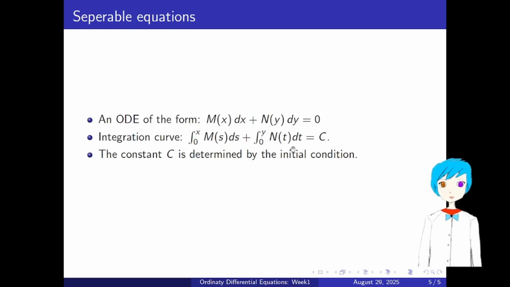So we will get the solution to the separable equations in this form: integrating from 0 to x M(s) ds plus integrating from 0 to y N(t) dt equals a constant c. The constant c is determined by the initial condition.